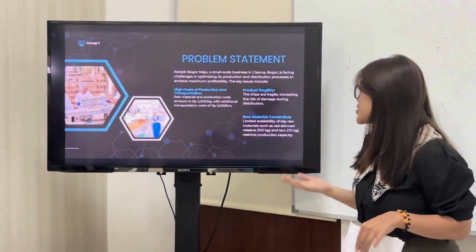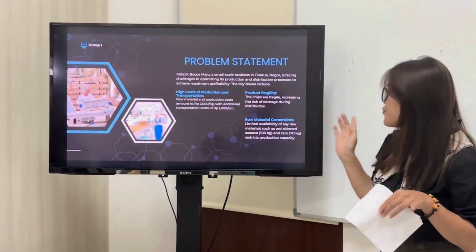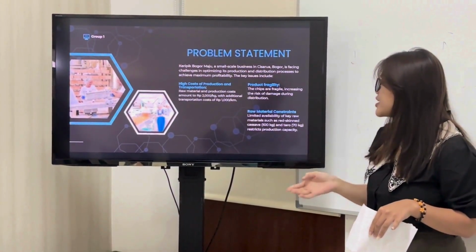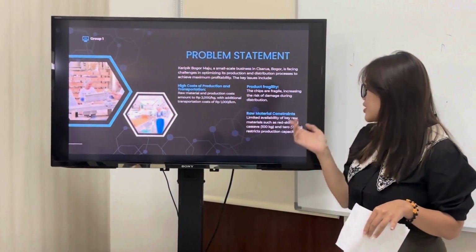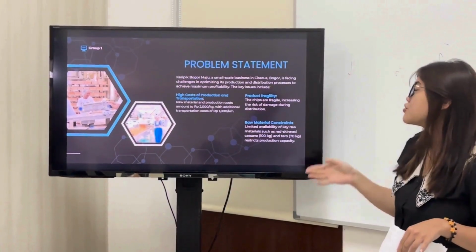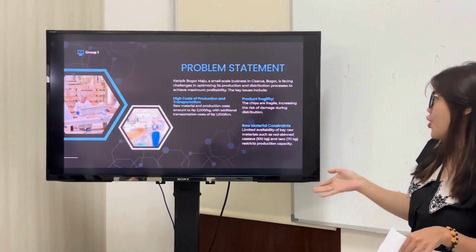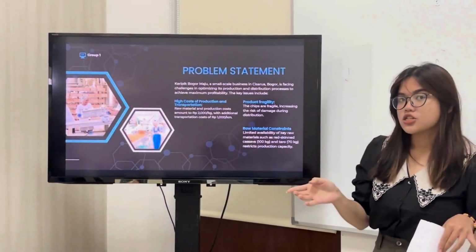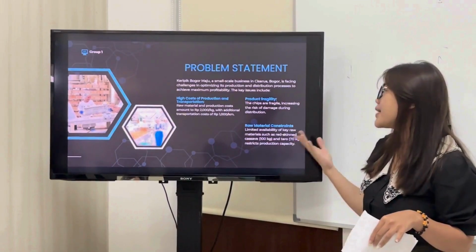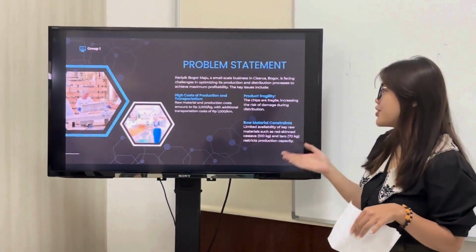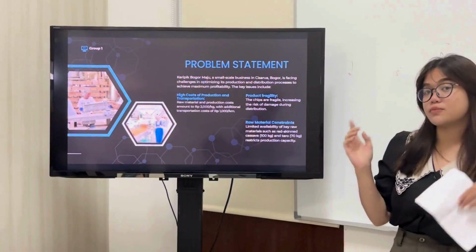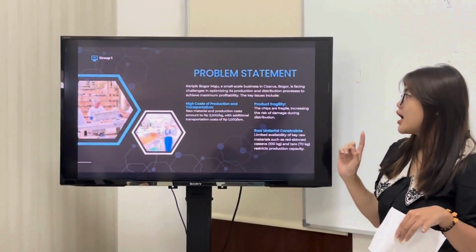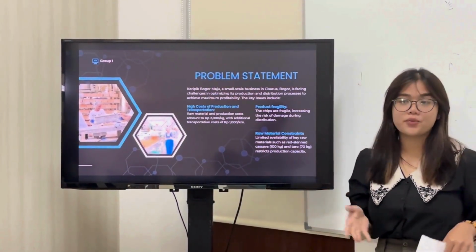The third is limited availability of key raw materials such as red skin cassava and taro 70 kg, which restricts production capacity. So to solve this problem, we need to plan clearly and effectively. The plan should focus on improving the production and distribution and lowering the cost, while also keeping the quality of the product.